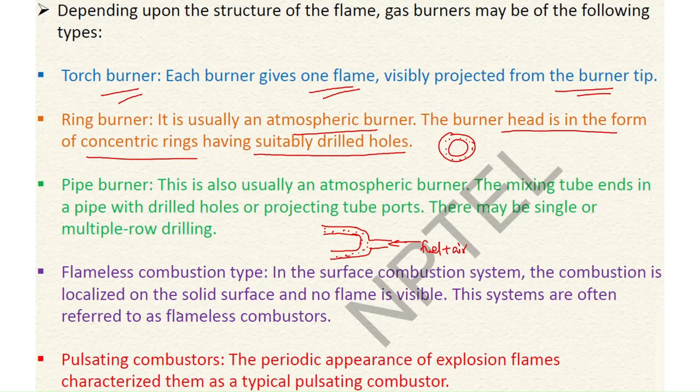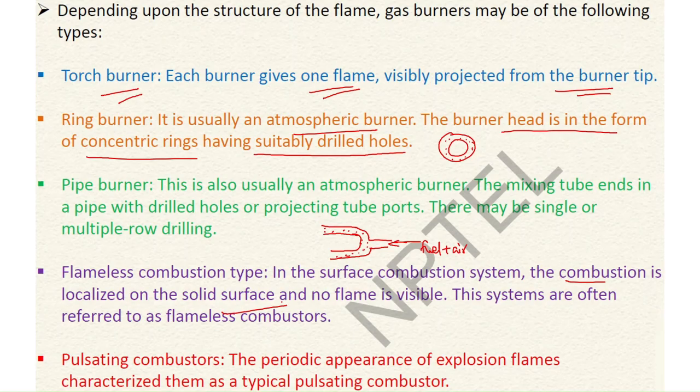Okay. Flameless combustion types. In the surface combustion system, the combustion is localized on the solid surface and no flame is visible. This system is often referred to as flameless combustion. Due to the environmental concerns of the release of flue gases and emissions into the atmosphere, nowadays flameless combustion of fuel is also becoming very famous. Why? Because if it is flameless, then there will be no emission in the atmosphere. So the combustion is localized on the solid surface and no flame is visible.